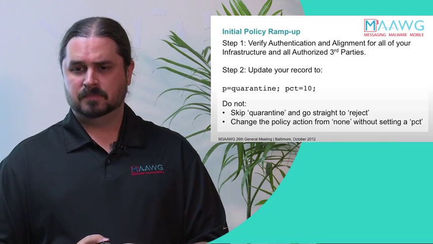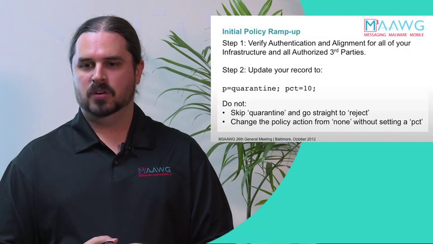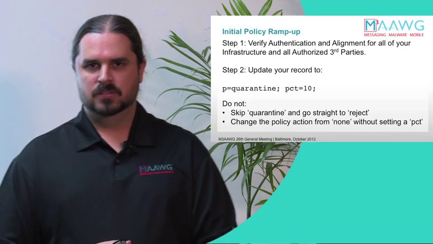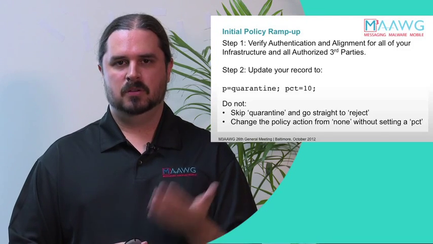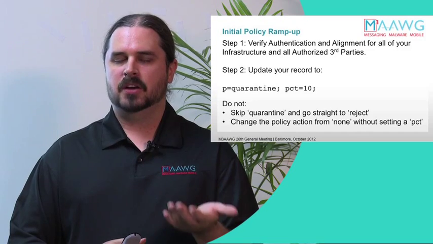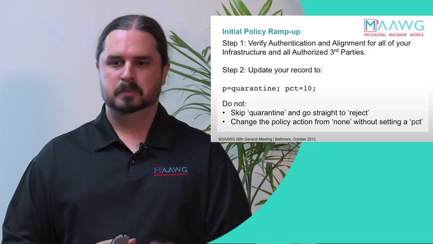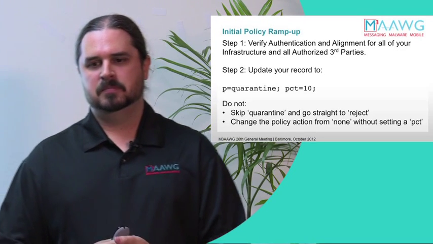So the first step in ramping up your policies is to first verify that everything works as expected. Just to be sure, the first step is always to take the reports, look at them, make sure nothing has changed, and make sure that the record change you're about to make will have just the impact that you expect it to. And the second step is updating your record.